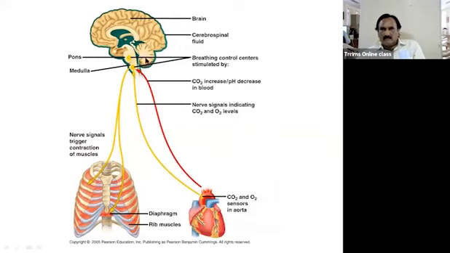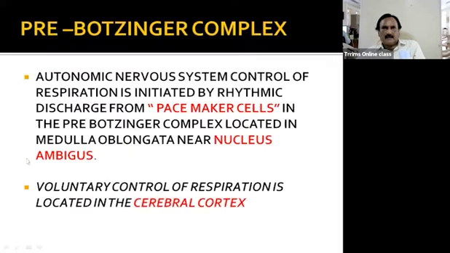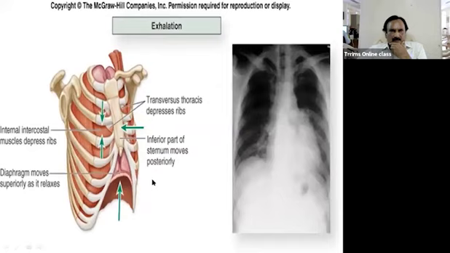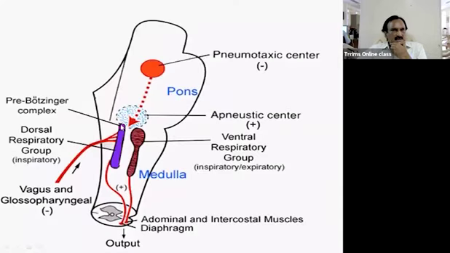So you have the breathing control centers, and this in turn results in nerve signals to the muscles of inspiration and the muscles of expiration. Note down, this is very important. The pre-Bötzinger complex. This pinkish one, which I mentioned in the earlier slide, is the pre-Bötzinger complex.